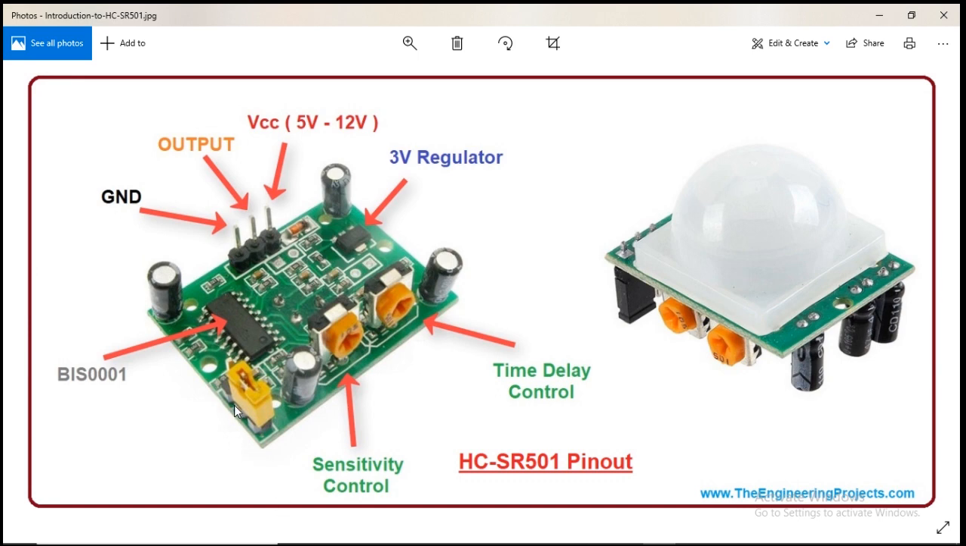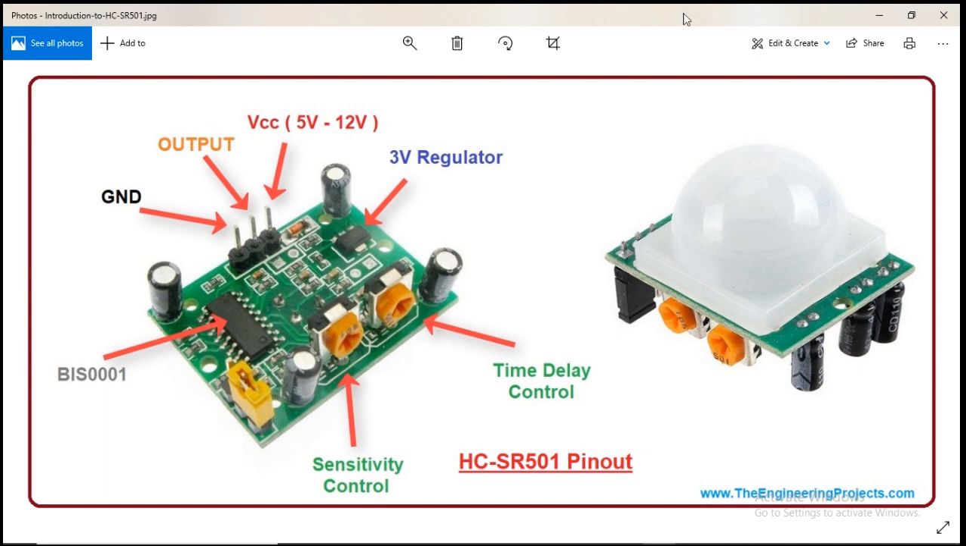You can see it has 3 pins. The center one is the common, this one is for non-repeatable, and this one is for repeatable. So the center terminal must be connected to either this or this. The non-repeatable means that whenever it detects a human being, it will send a high signal, and whenever the delay time you set here using this variable resistor is reached, this pin will now go low.